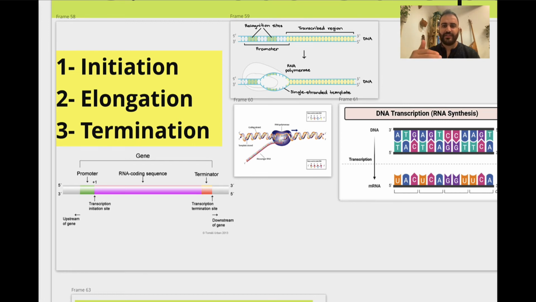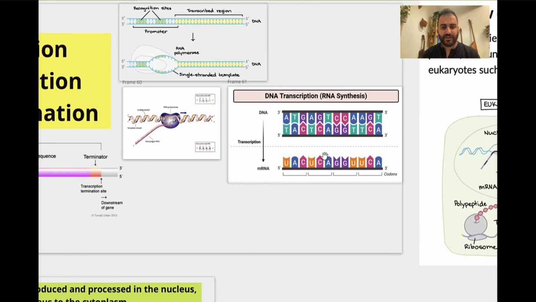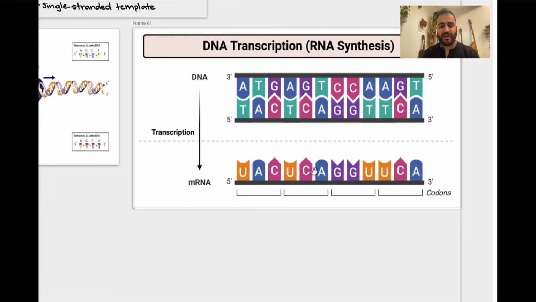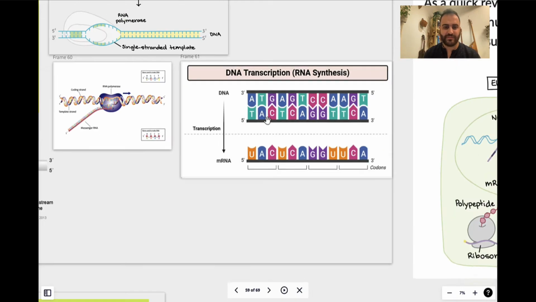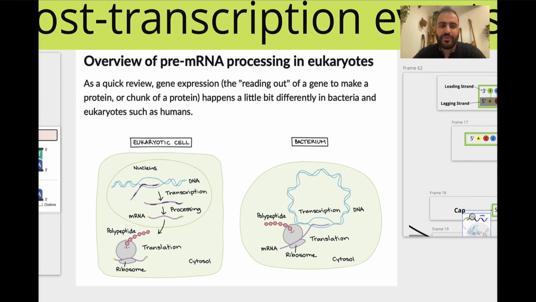Now, what is the end product of transcription? After transcription ends, we will have a short segment of RNA. We call it the messenger RNA or the transcript. And it's going to carry the same information as in the DNA, but in a single strand. To speak briefly about the post-transcription events, what does this mean? It means after the messenger RNA is created in the nucleus, it is not ready yet to leave the nucleus. There are 3 steps that must take place in the nucleus before the messenger RNA will leave.